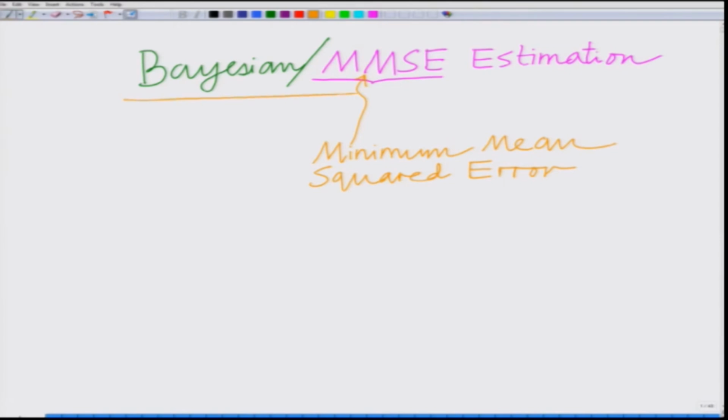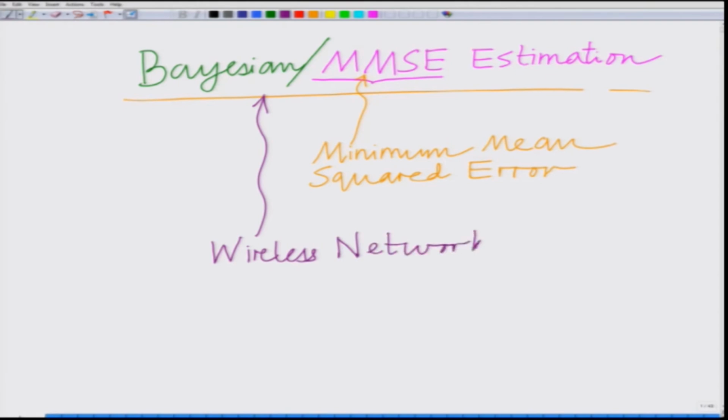We are going to look at both of these things in the context of wireless networks. That is important. That is, we are going to look at examples or applications of both of these in the context of wireless networks, especially MIMO, OFDM and wireless sensor networks.